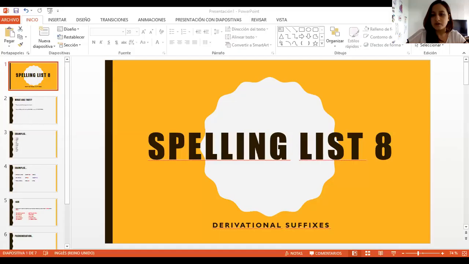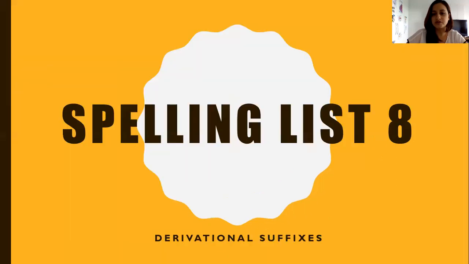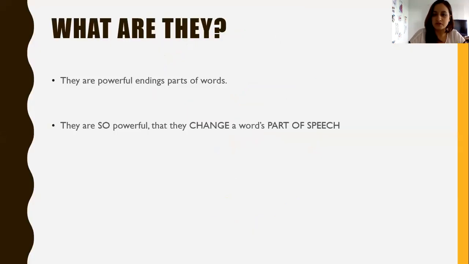Okay, so accompany me to page number 30. We have list number 8, and I'm going to share my board with you. I wanted you all to have an idea, or better said, to understand very well what derivational suffixes mean. So we have spelling list number 8, and we continue practicing derivational suffixes.